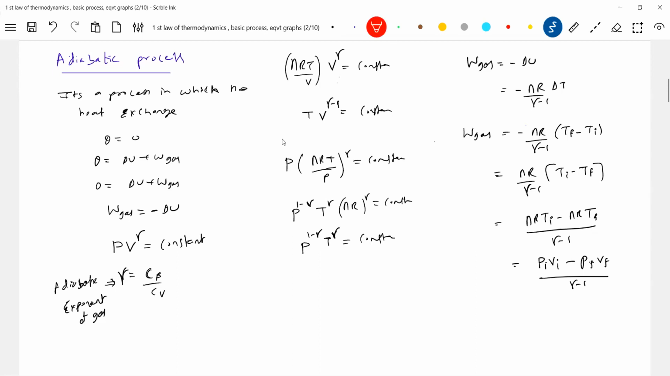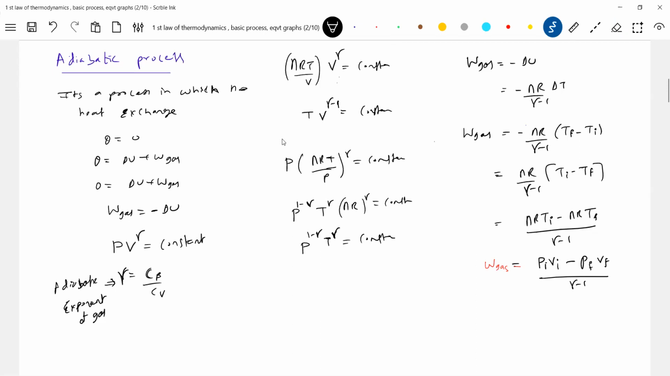So there's the work done by the gas in adiabatic process. Okay, this will be a very easy formula to remember for you. This will be Pf Vf. Fine. Okay, this is about the work done.